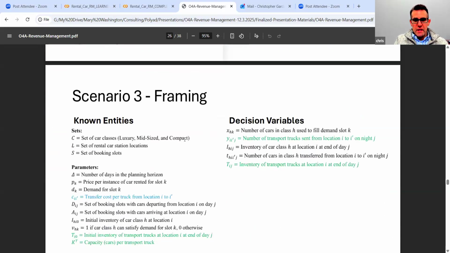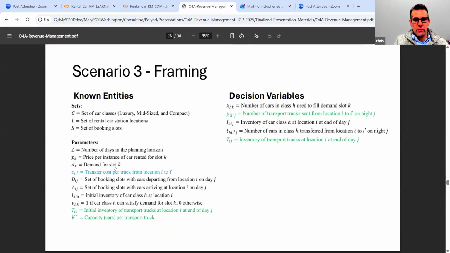So as we get into framing, we're going to modify our transfer cost parameter. We're just going to let C_II' be the transfer cost per truck. So in this case, the cost is not per individual car, but per truck, from location I to I'. Okay, and then just like before, we know that we have the inventory variable I, and of course the initial inventory is a parameter for our cars. We're going to have a similar inventory variable for trucks. So we're going to let T_I0 be my initial inventory of transport trucks at location I at the end of day J.